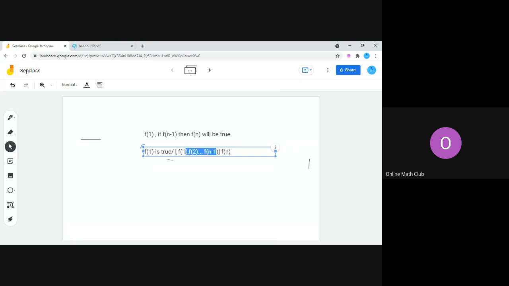So what are you going to do? First, you're going to show that f of one is true. Then to prove f of two is true, you're going to use f of one. To prove f of three is true, you're going to use f of one and f of two. To prove f of four is true, you're going to use f of one, f of two, and f of three, and so on, right? This might seem a bit vague for anybody who's not seen it before, but we have an example here.